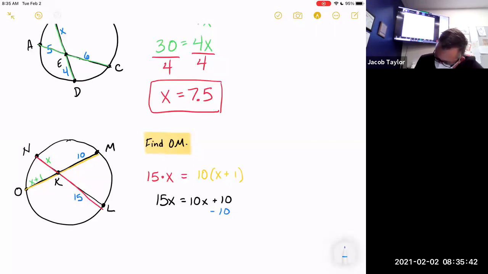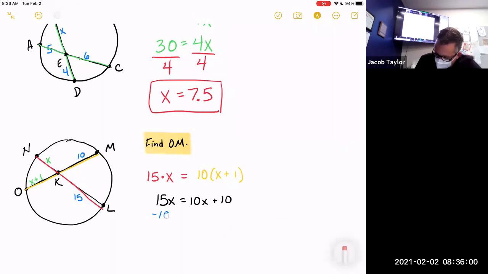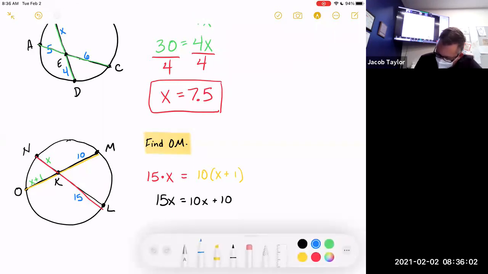Divide by 5 on both sides? What? Oh, are you cool with what I just wrote? Divide by 10X. You said subtract 10. Oh, 10X. Oh, well, that makes a big difference. You said subtract 10, so I did.